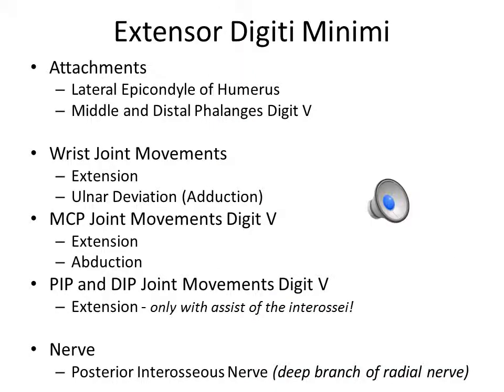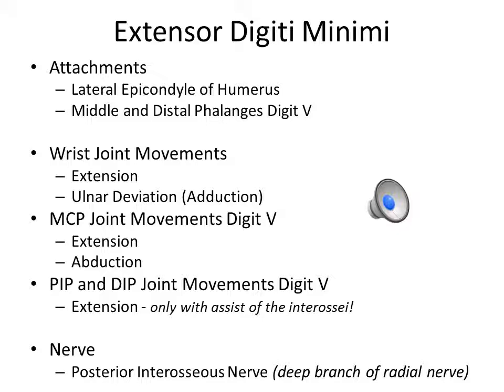Extensor digiti minimi. The proximal attachment is the lateral epicondyle of the humerus. The distal attachment is the middle and distal phalanges of digit 5. The muscle belly courses medial to the extensor digitorum, and the tendon of extensor digiti minimi courses through compartment 5.